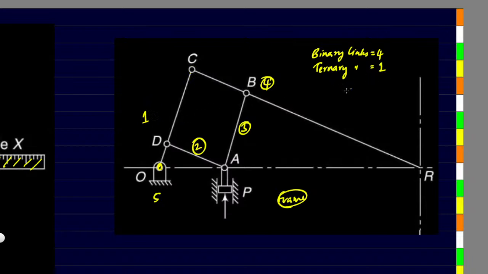So one ternary link. Then coming to binary joints. How many binary joints? 1, 2, 3, 4. So I'm not counting this particular joint. That's why I'm able to say that there are only four. If we count this, then again you will get a slider, then you will get one regular joint, and it becomes a little more complex.